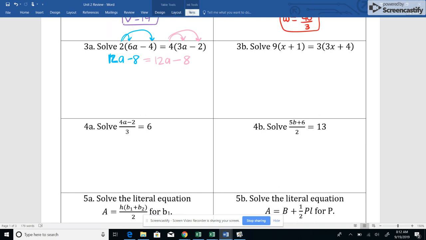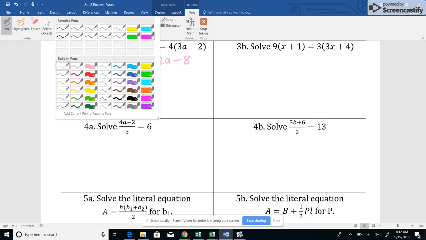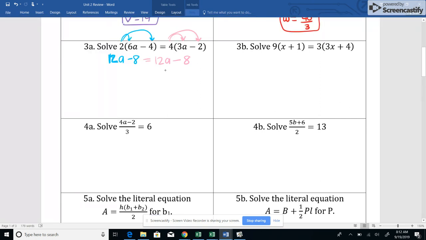Now you may notice right here that I have the same thing on both sides. So let's see what happens. When I go to solve an equation with variables on both sides, I'm going to move my variables to the left side of the equation. So since this is a positive 12a, I'm going to subtract 12a from both sides.